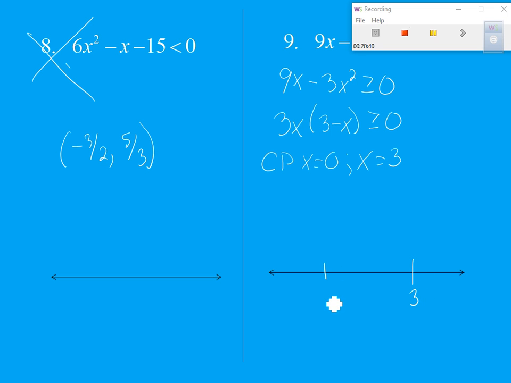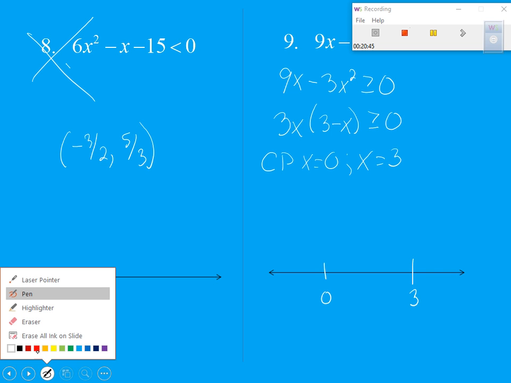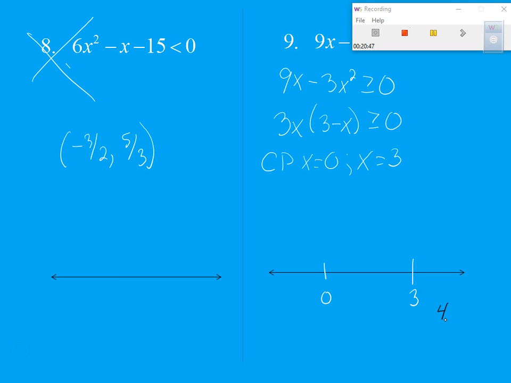We'll put those on the number line. Pick some number greater than 3. So I might pick 4. 3 times 4 is positive. 3 minus 4 is negative. So that interval is negative. Any number greater than 3 is going to give you a negative number.